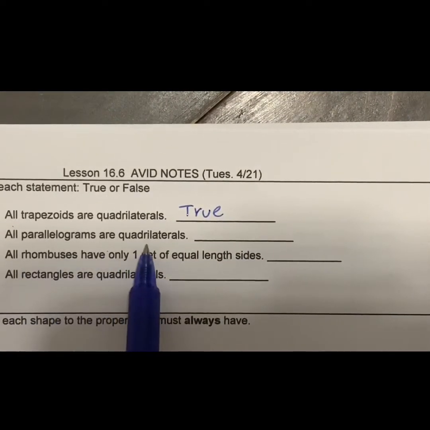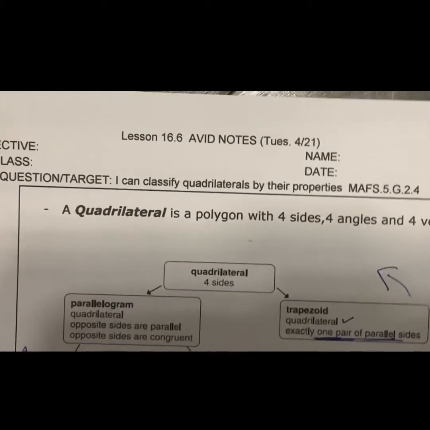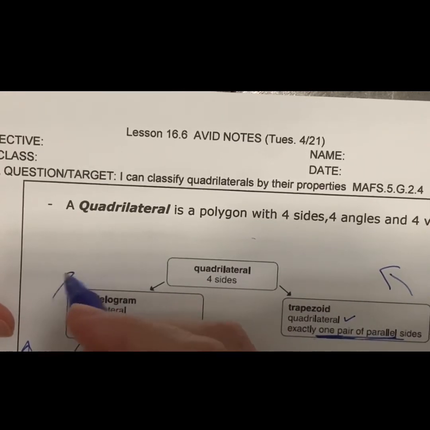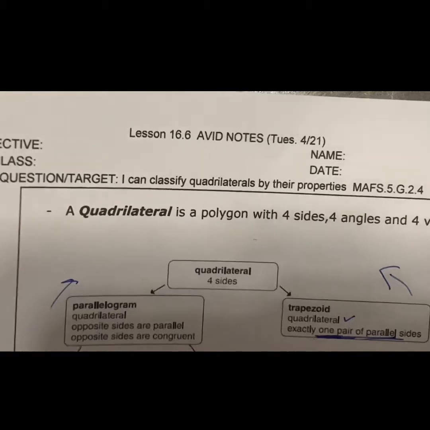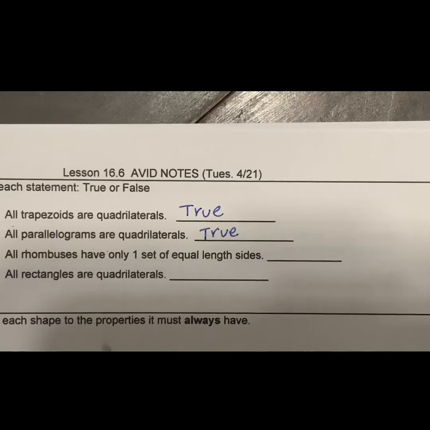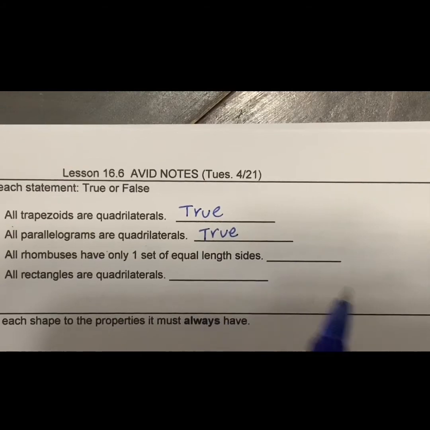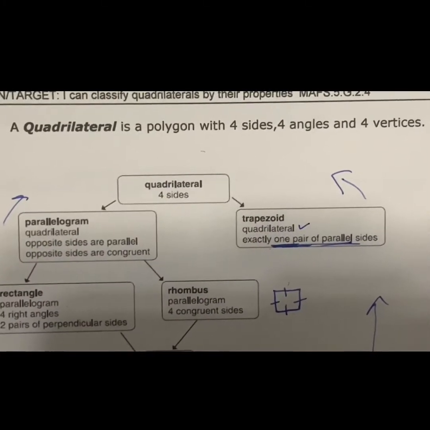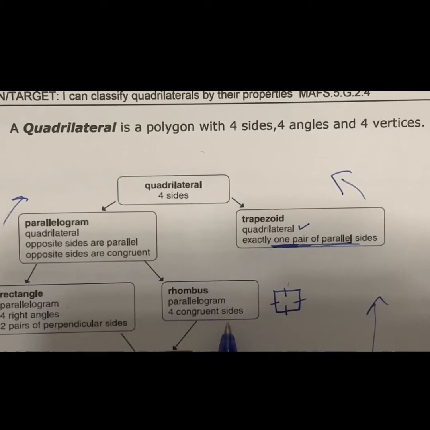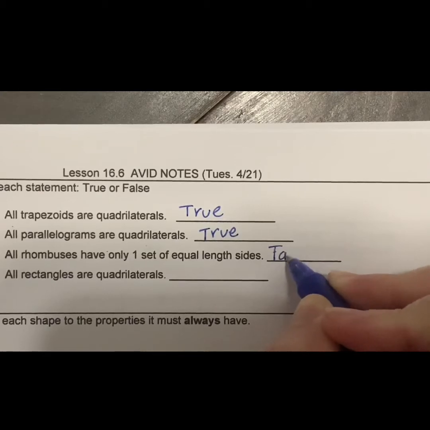All parallelograms are quadrilaterals. Well, let's see. In order for it to be a parallelogram, it has to be a quadrilateral. So if we're going up, there's the quadrilateral. So yes, that is a true statement. Let's look at the next one. All rhombuses have only one set of equal length sides. All right, let's look at the rhombus. The rhombus says that it's a parallelogram and that it has to have 4 congruent sides. So all sides have to be the same, not just one. So therefore, this is a false statement.